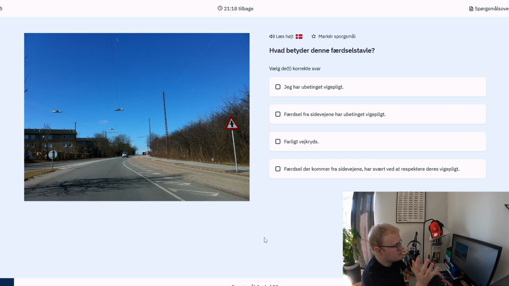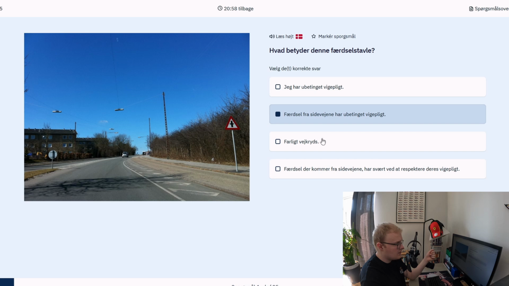Also, there's a time limit, so soon we have to speed up a little bit. What does this sign mean? I have to hold back. Other guys have right away. No. Traffic from the sides doesn't have the right of way. That is what it means, but it also means it's a dangerous crossing. So that's what I'm gonna answer. I think they don't have the right of way, so I'm gonna answer that.